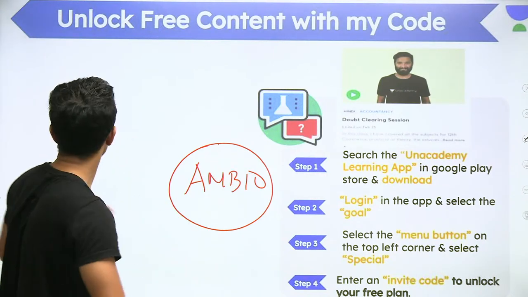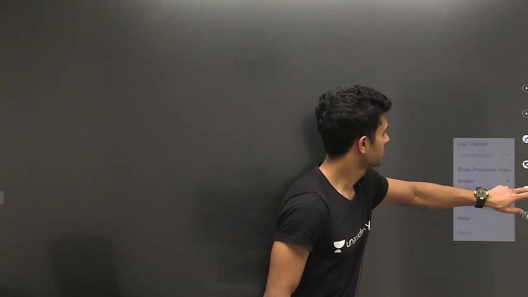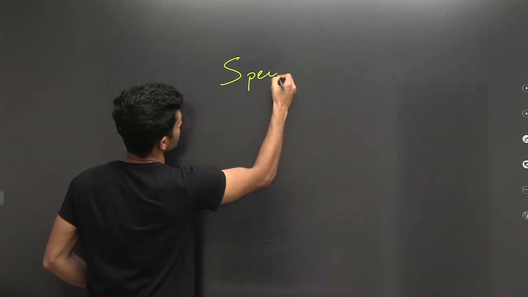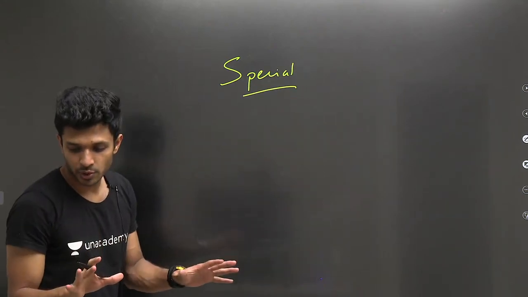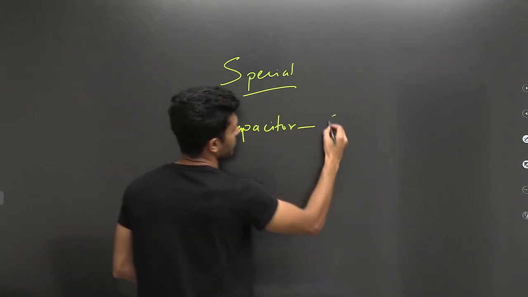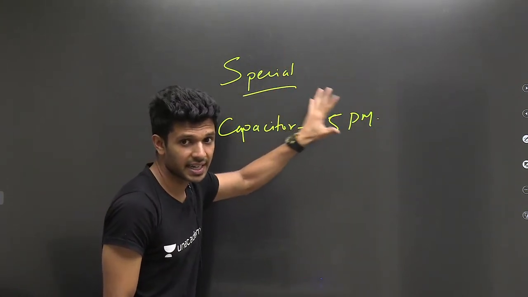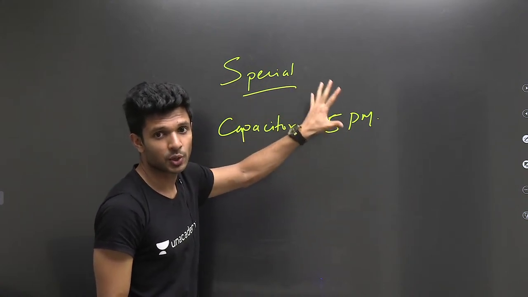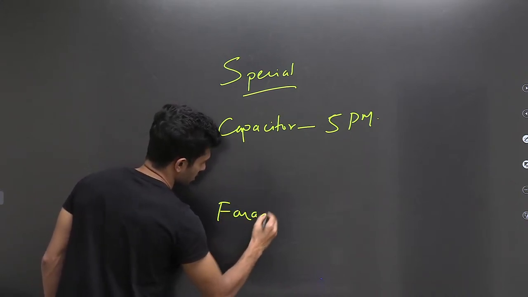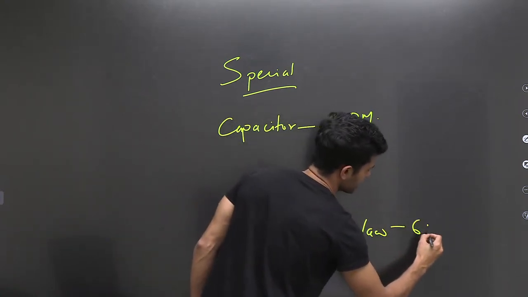Now, let me tell you all the values in the classroom. Tomorrow, we are having a special class alert. I know that exams are approaching, right? So we are having a special class of capacitors tomorrow at 5 p.m. The entire concept and multiple choice questions will be discussed. This will be really helpful for you. Capacitors at 5 p.m., then we have Faraday's law and Lenz's law at 6:30 p.m.